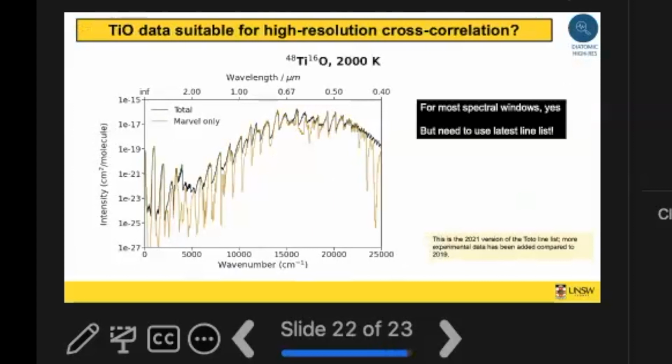TiO is pretty good in most things. Do note you need to use the latest website, not the 2019.